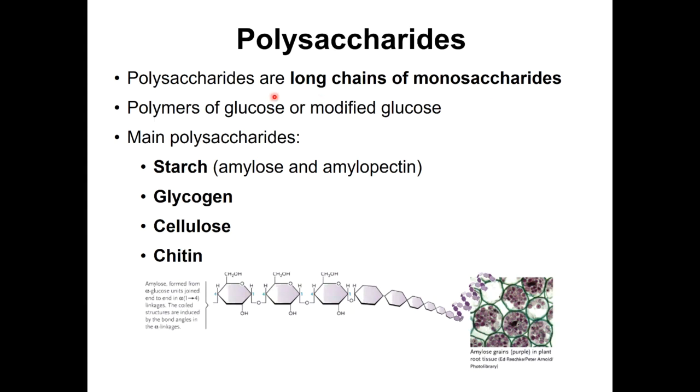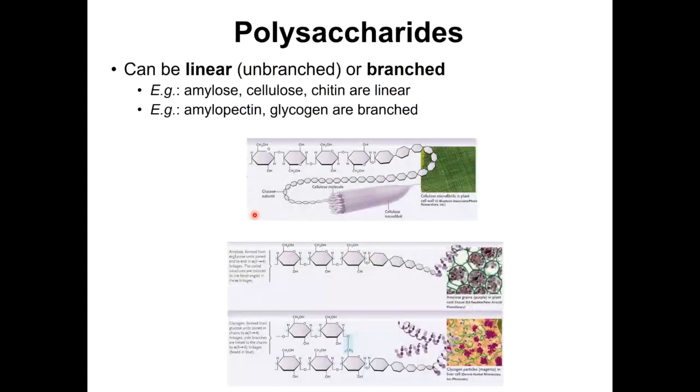So these are polymers, all of them, of glucose or modified forms of glucose, like when we talk about chitin at the end. So these are the 4 main polysaccharides we'll talk about. In reality, it's 5. We'll talk about starch, which is made by 2 polysaccharides, amylose and amylopectin, glycogen, cellulose, and chitin. Starting with starch. So actually, before we get there, polysaccharides can be either linear, such as amylose, cellulose, chitin. They are all linear, or they can have branches.